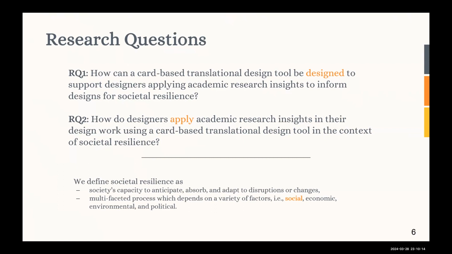In this paper, we define societal resilience as society's capacity to anticipate, absorb, and adapt to disruptions or changes. It is a multifaceted process which depends on a variety of factors such as social, economic, environmental, and political. In this paper, we focus on the social dimensions of societal resilience.